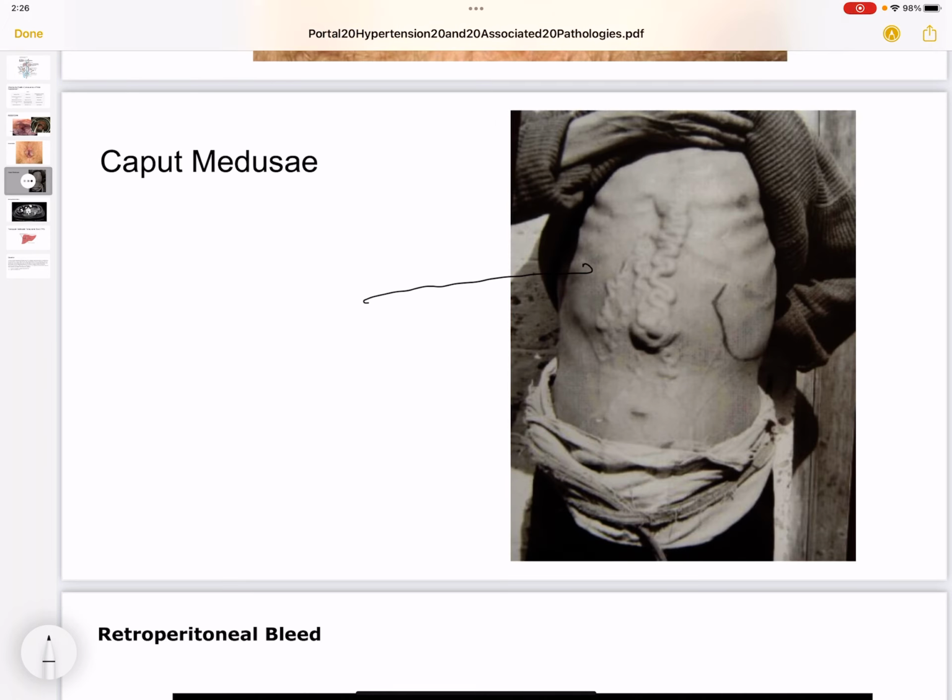You see how these veins are dilated? Well, it's because we're going to have blood in our interior abdomen through the superficial epigastric veins that is usually not there, so it is going to result in the dilation of these veins, and we're going to be able to visibly see it in patients.